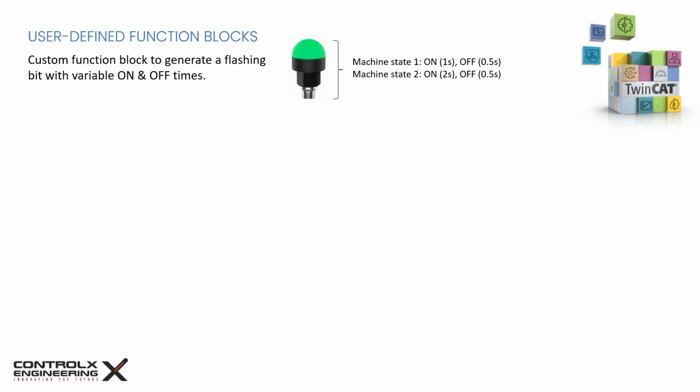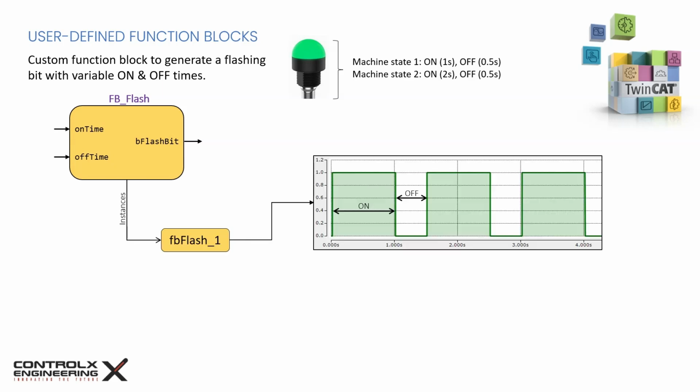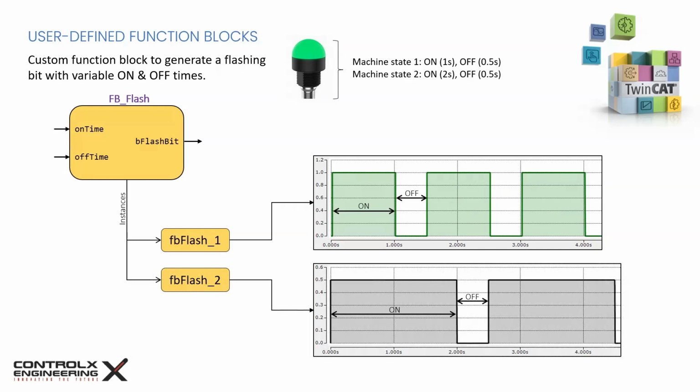Our function block would look something like this. It has two inputs, one for the on time and the other for the off time. The output would flash based on the input parameters from the user PLC program. Once the function block is created in our program, we can create an instance of it called FB flash 1 with an output that flashes with 1 second on and half second off duration. We can create another instance of it called FB flash 2, which will give us a different flash bit with 2 seconds on and half second off duration. So let's hop onto TwinCAT and let's get coding.